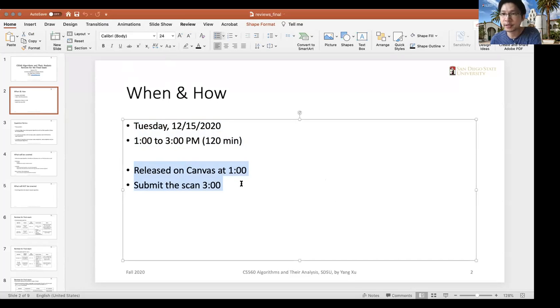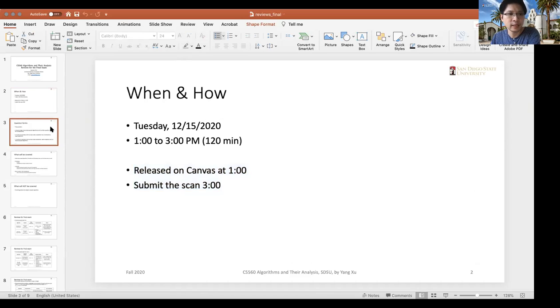all questions will be paper based, and you will need to print. If you don't have a printer, it's okay. You can view it on your computer. It's in a PDF file. So it's paper based, and I will release it at 1 o'clock, and it will last 2 hours. And you need to submit before 3 o'clock.